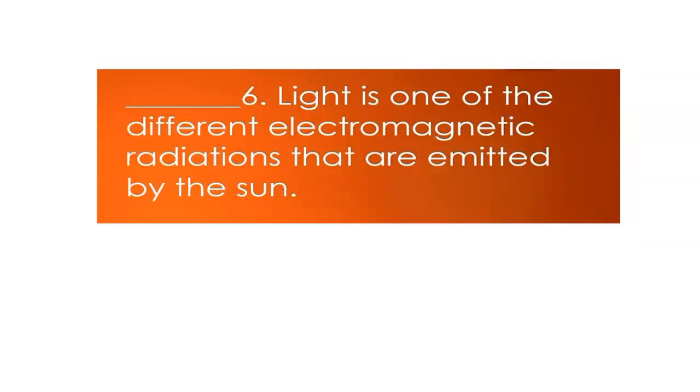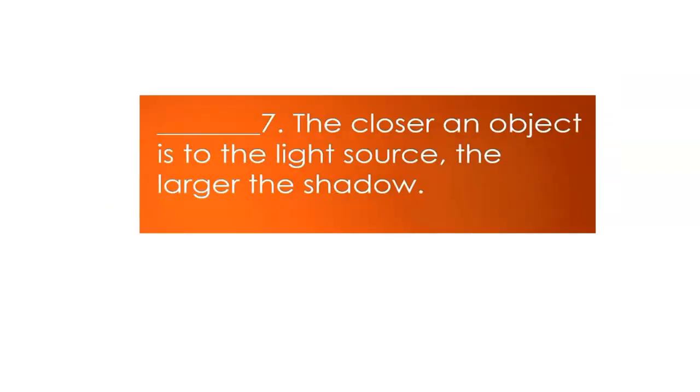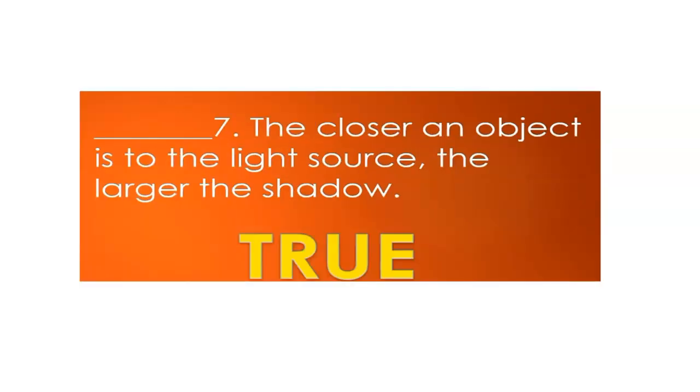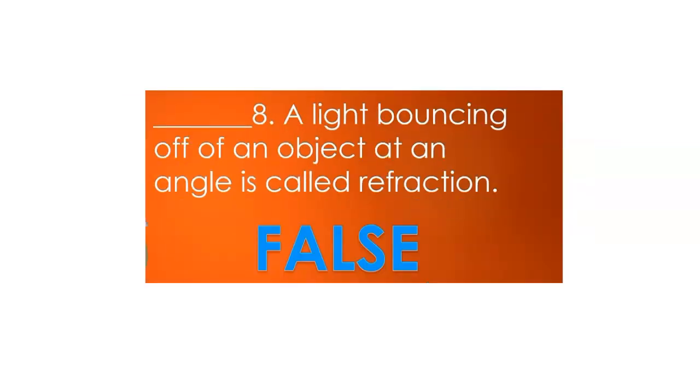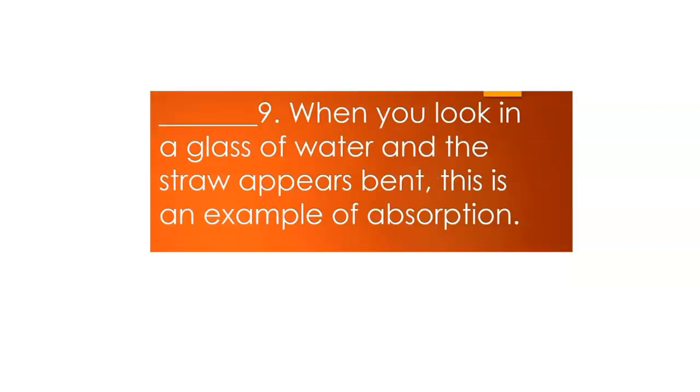Number 6, light is one of the different electromagnetic radiations that are emitted by the sun. Is it true or false? True. Number 7, the closer an object is to the light source, the larger the shadow. Is it true or false? True. Number 8, a light bouncing off of an object at an angle is called refraction. Is it true or false? False, because a light bouncing off of an object at an angle is called reflection.